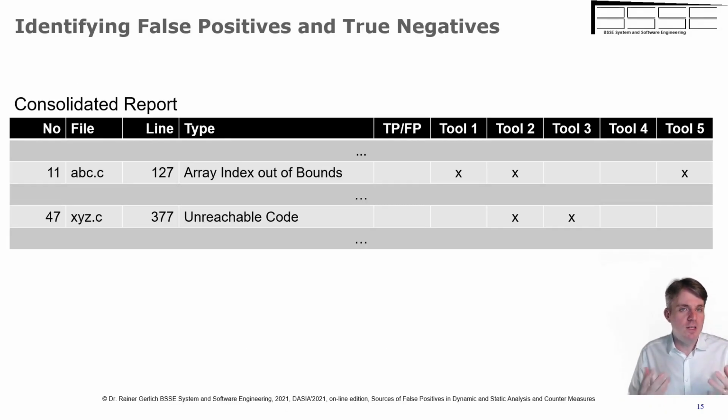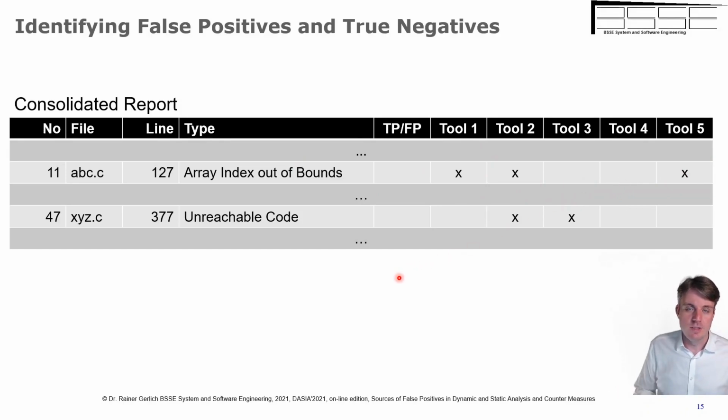So let's have a little look at such a consolidated report list. We would have here some basic information about where the defect should be located. And we would then have information about the type and about the tools that reported it. So in this case, tools 1, 2, and 5 reported it, and tool 3 and 4 did not.